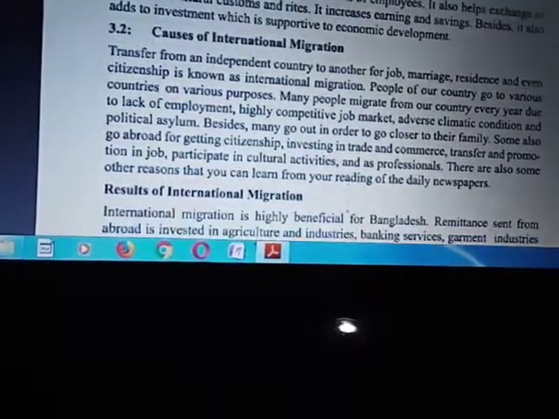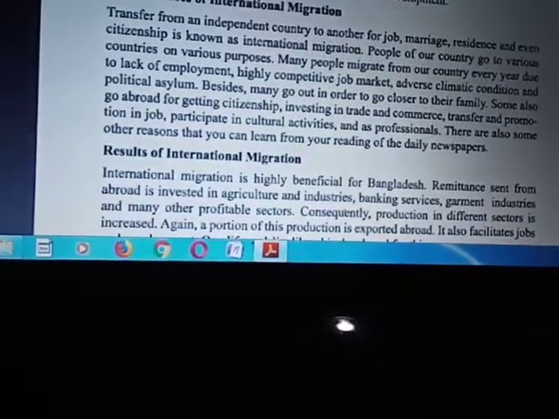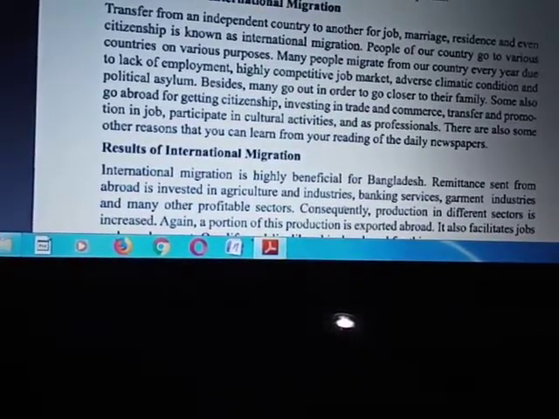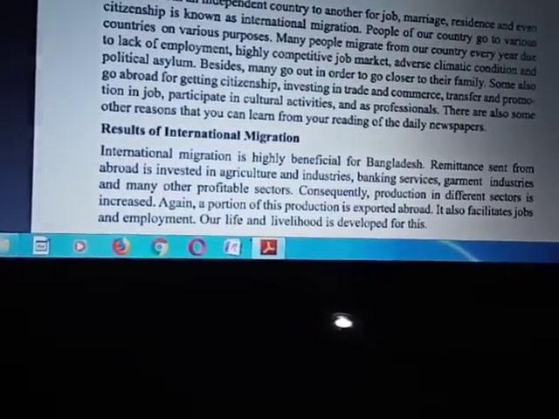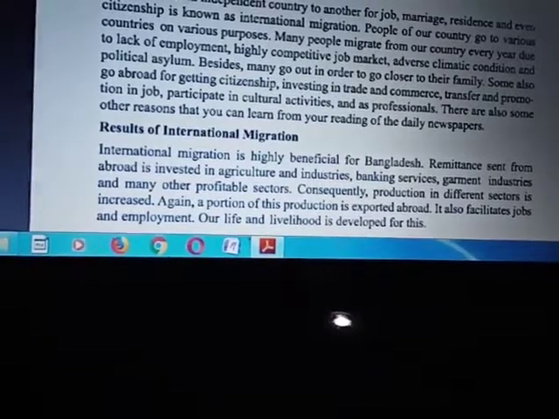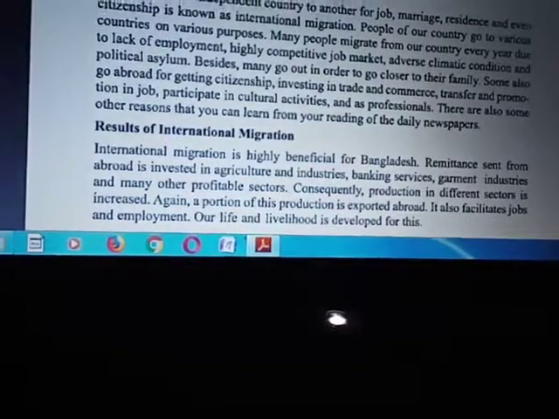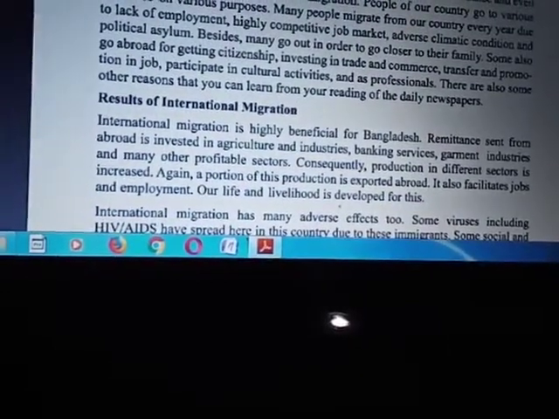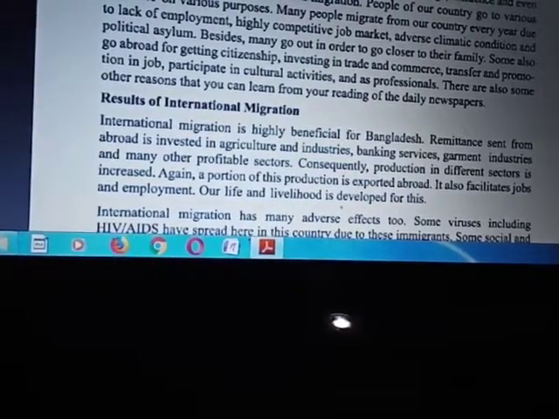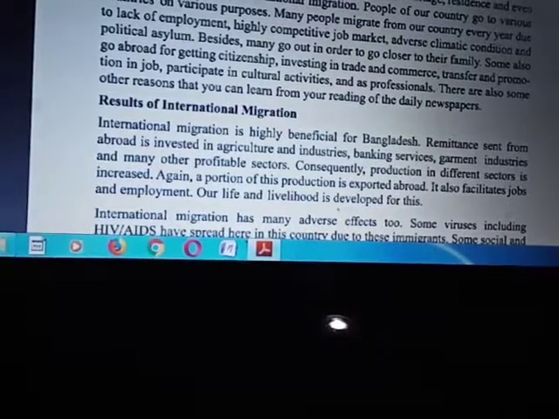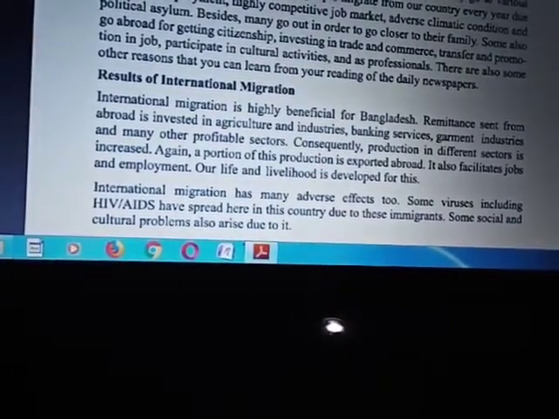Village to village migration contributes to the increase in mutual relationships in rural areas. Once a place is taken up by people of a different place, it facilitates newer relationships among the people. Intercity migration, like Dhaka to Khulna, Dhaka to Mymensingh to Khulna, increases the skill of employees. It also helps exchange of social and cultural customs and rights. It increases earning and saving. Besides, it also adds to investment, which is supportive to economic development.